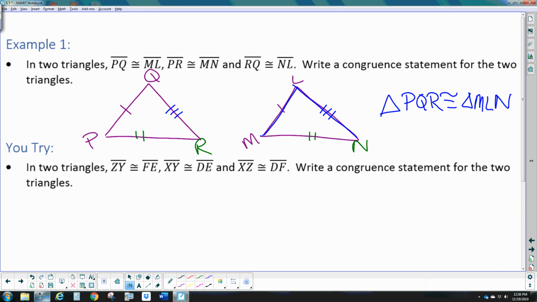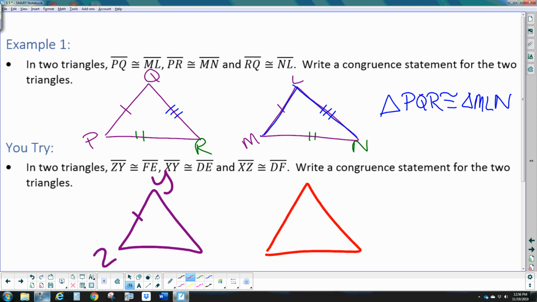Okay, so in this example, I'm going to again just draw my two triangles, and it doesn't really matter where you start, but I'm going to start with ZY on the left. Then I can draw another triangle, and in my second triangle, I'm going to have FE, because FE and ZY are congruent. Then this next point I'm going to label is XY and DE. So XY and DE are congruent. And then lastly, XZ and DF.